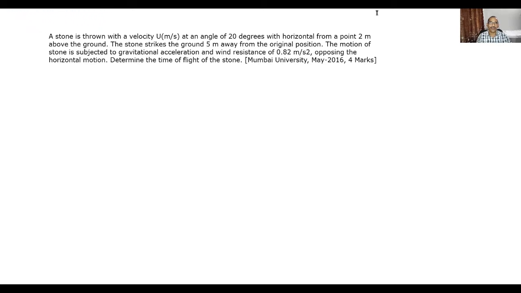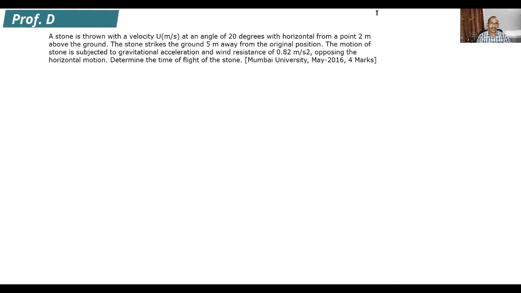The motion of stone is subjected to gravitational acceleration, which in projectile motion it is always subjected to, and a wind resistance of 0.82 meter per second square opposing the horizontal motion. Determine the time of flight of stone. Normally, in any projectile problem, in horizontal direction acceleration is 0. But this one is the exceptional case given in this problem. How will we tackle such type of problem?